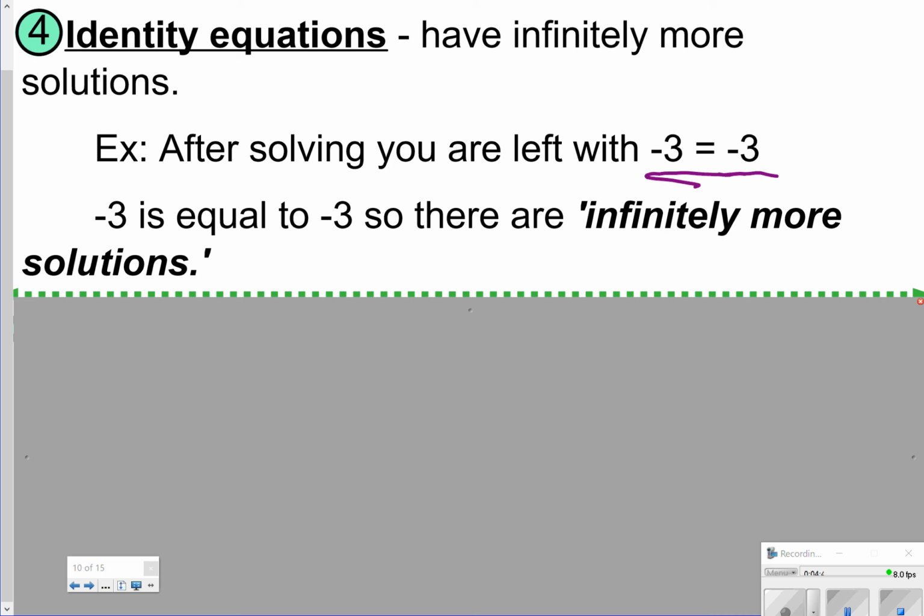So if you're ever given that, other examples could be like 5 is equal to 5, 6 is equal to 6, 7 is equal to 7. That means there are infinitely many solutions. So identity equations, meaning both sides are equal to one another, that means there are infinitely many solutions.